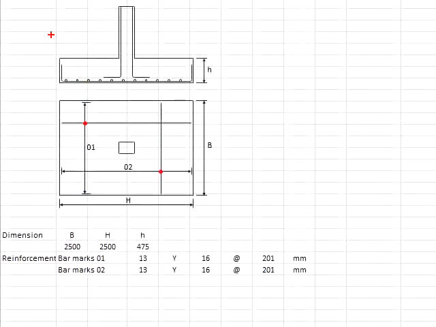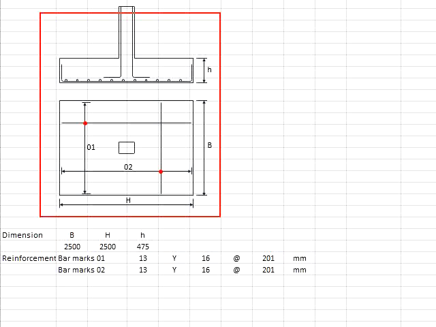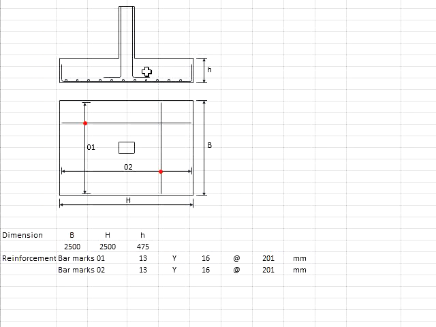This figure shows a typical reinforcement for the pad footing. You will have 13 reinforcement bars of Y16 arranged in both directions, and the dimensions of the pad footing are 2.5 meters × 2.5 meters × 0.475 meters.